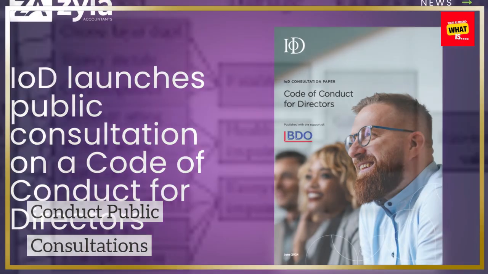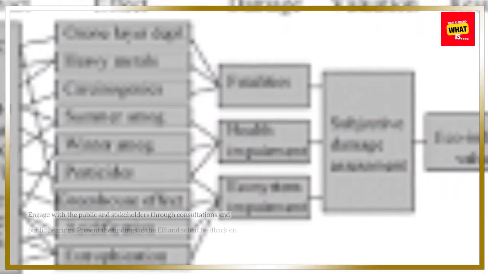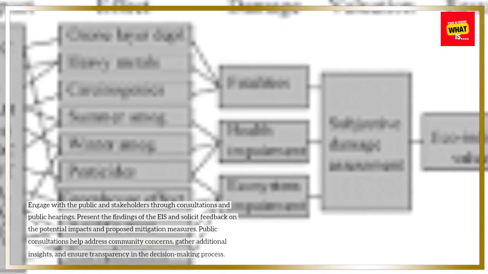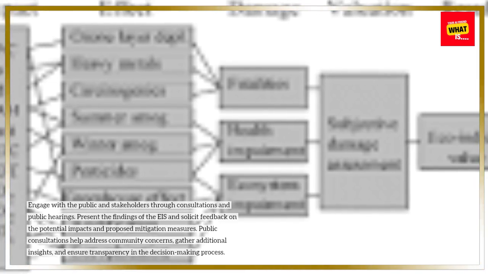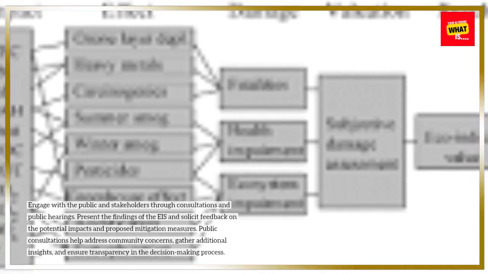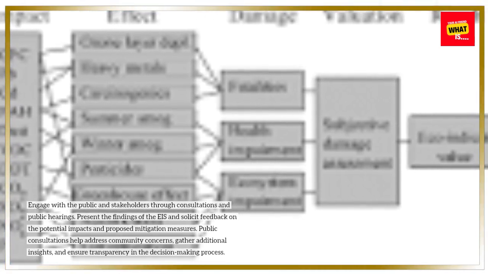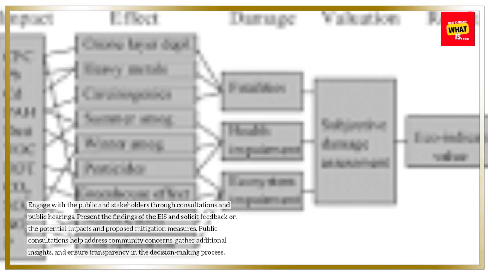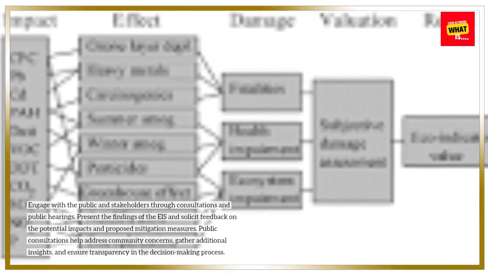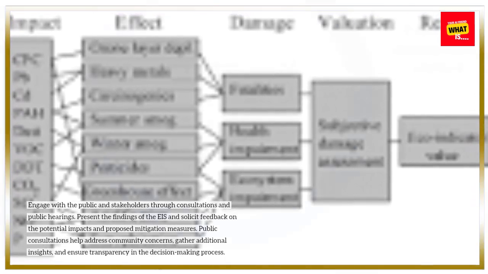Conduct public consultations. Engage with the public and stakeholders through consultations and public hearings. Present the findings of the EIS and solicit feedback on the potential impacts and proposed mitigation measures. Public consultations help address community concerns, gather additional insights, and ensure transparency in the decision-making process.